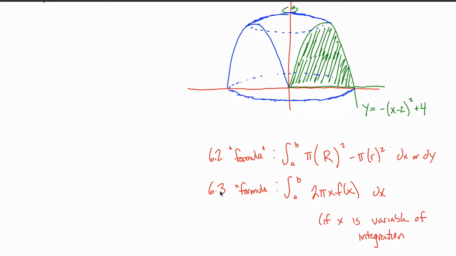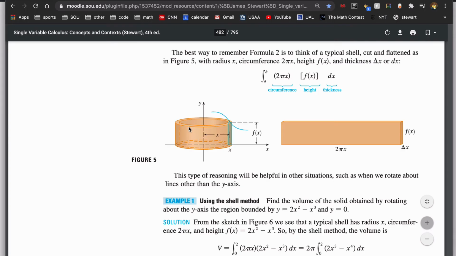The idea of the formula from 6.3 is we're again going to be integrating. And if x is our variable of integration, in the next example we'll see how it could be y, then it's just 2 times pi times x times f of x. You're like, whoa, that's a lot to remember. Yeah, but it's not that bad if you have memorized that 2 pi r is the circumference of a circle, and then this is the height of your cylindrical shell, and this picture makes sense to you.